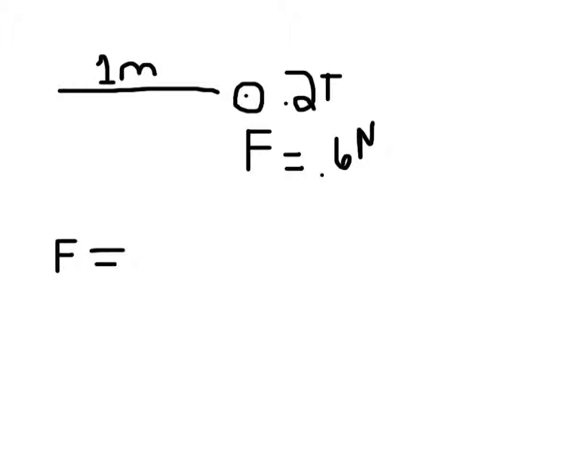So the force is equal to the magnetic field times the current times the length of the wire. And what we're trying to do is find the current. So we know the force, we know the magnetic field, and we know the length of the wire. So then that will give us the current.